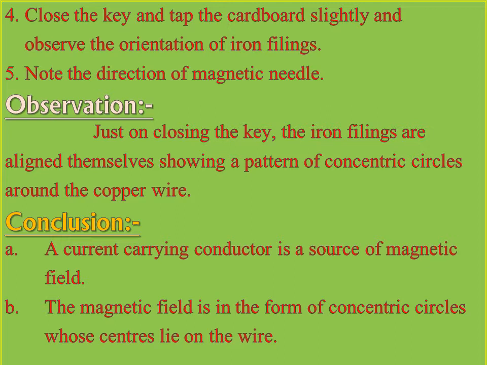That means a current carrying conductor produces a magnetic field around it, and this is known as magnetic effect of electric current. We can also conclude that the magnetic field is in the form of concentric circles whose centers lie on the wire. That means the field around a current carrying straight conductor is in the form of concentric circles whose centers lie on the wire.